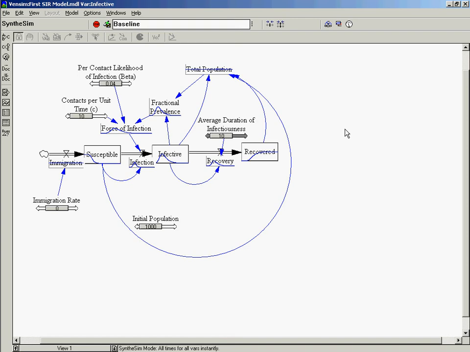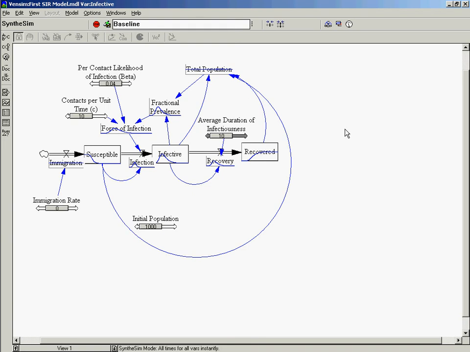Now, what's particularly powerful about this tool is that we can change these things interactively. So, for example, we can modify contacts per unit time, infection duration, etc. So, just so that we have some point of reference, I'm going to leave this as the so-called baseline. This is kind of our reference scenario. It'll be our default scenario, and we're going to change something.